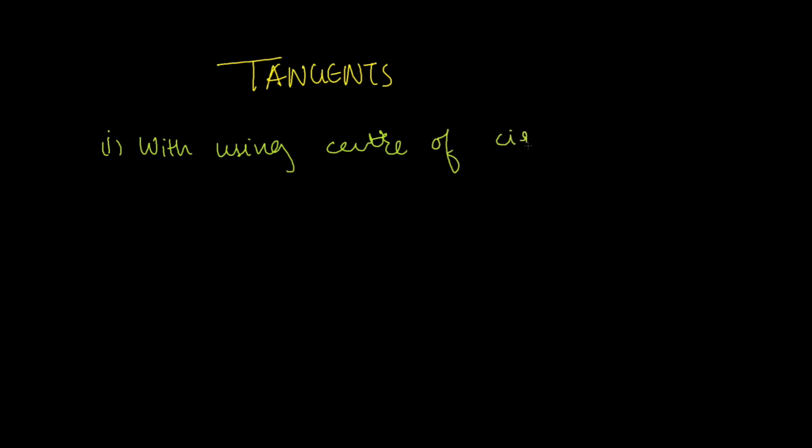So today we learned about tangents, and in that we learned 3 types of construction. The first one was using the center of the circle. Just a quick revision, it was like this, and we have to draw a tangent to it like this. We used the center over here. Next we saw the second type, which was without using the center of the circle.